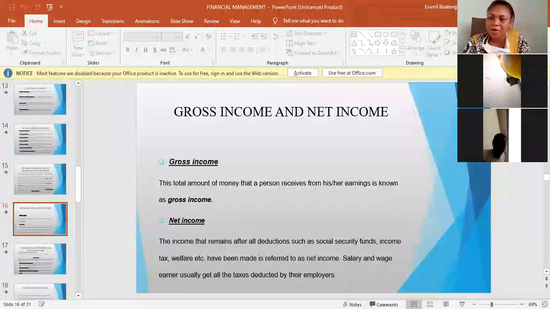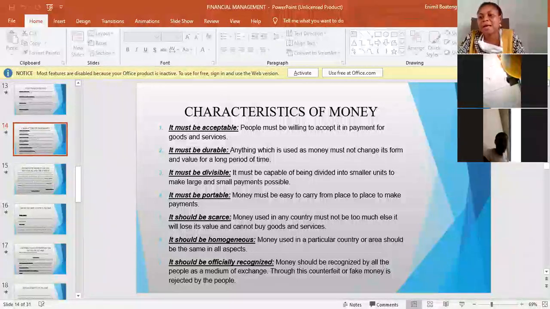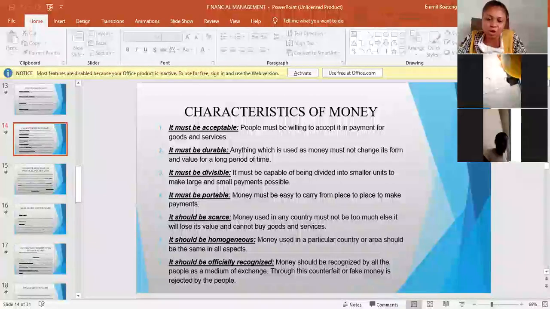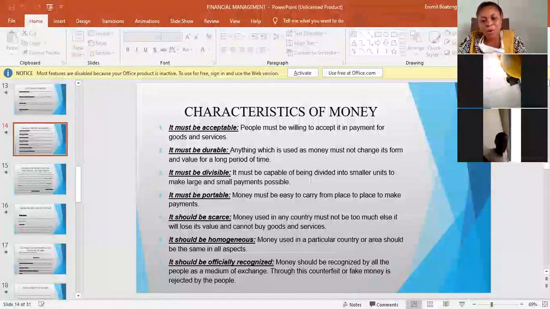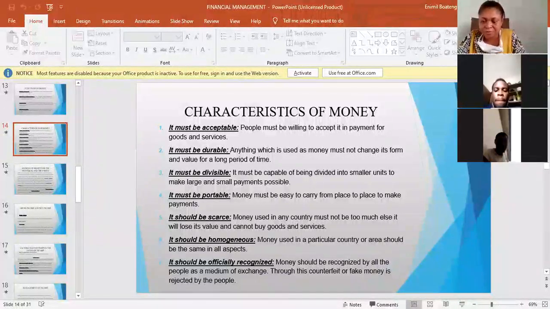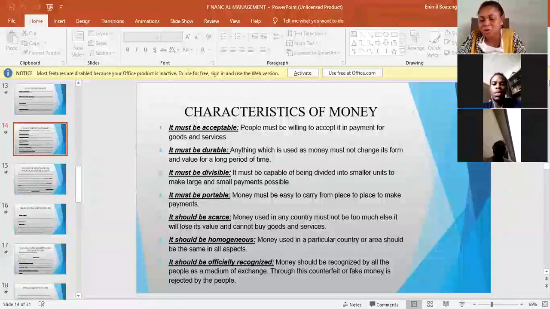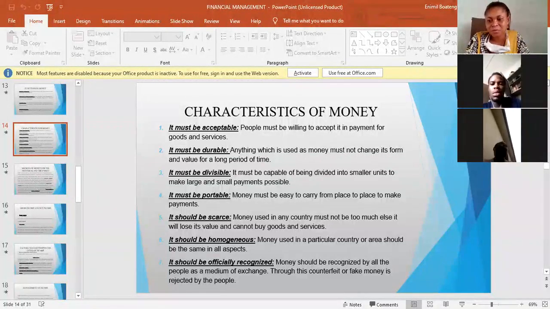For instance, money being used in the Volta region shouldn't be different from what Eastern region is using or any other region in Ghana. That's the homogeneity of money. Money must be homogeneous. And then it should be officially recognized. Money should be recognized by all people as a medium of exchange. So when money is recognized, you can be able to detect counterfeit money or fake money. When we pick our money, we have some features that tell us that this money is not fake or is not a counterfeit money. So that is that about the characteristics of money.